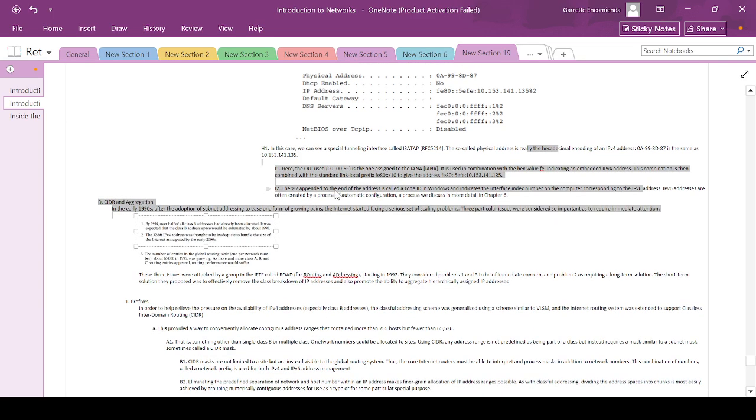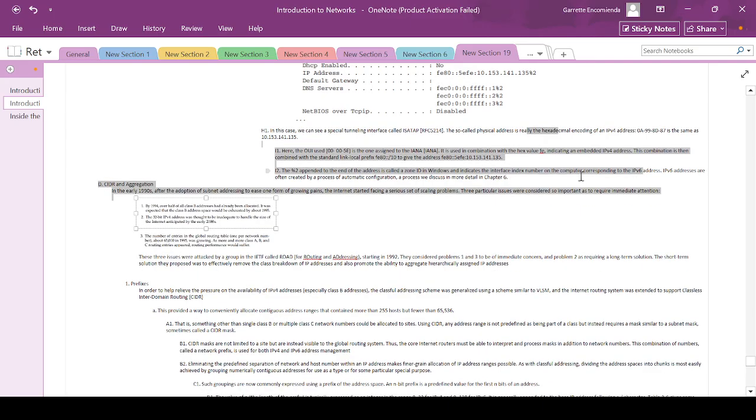The %2 appended to the end of the address is called a zone ID in Windows, and it indicates the interface index number on the computer. So it is the interface index number on the computer corresponding to the IPv6 address.